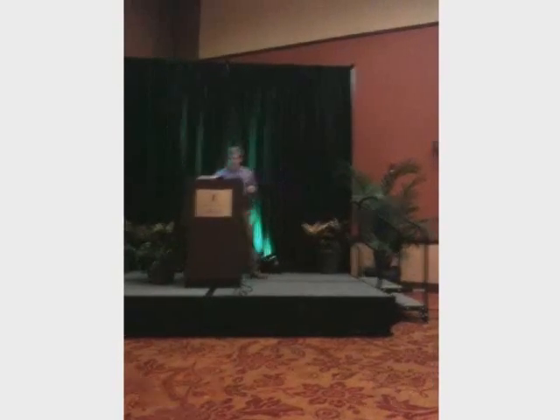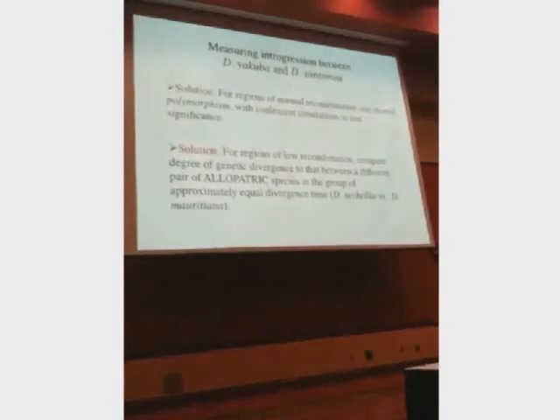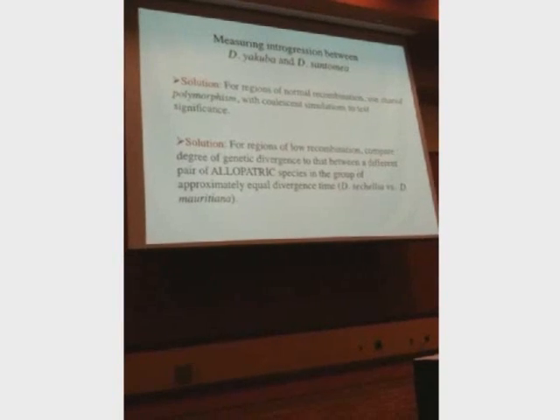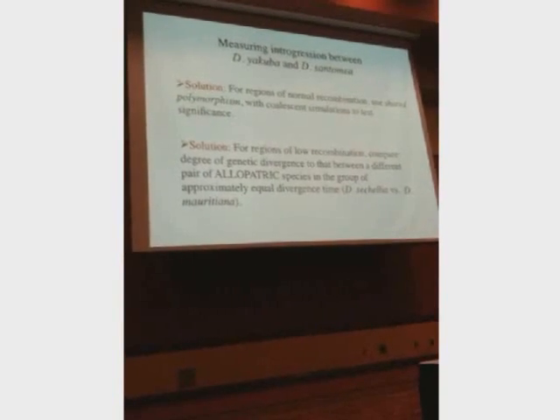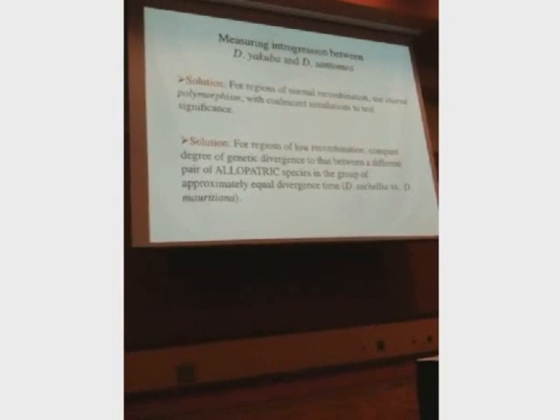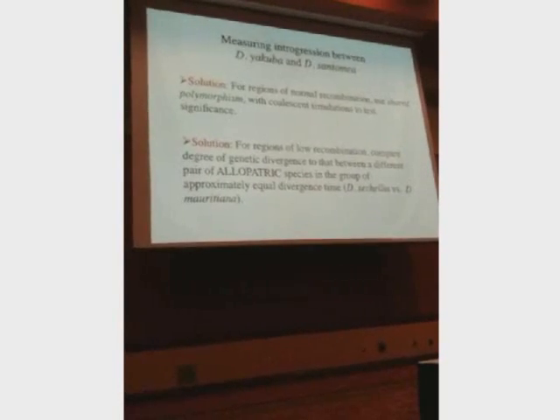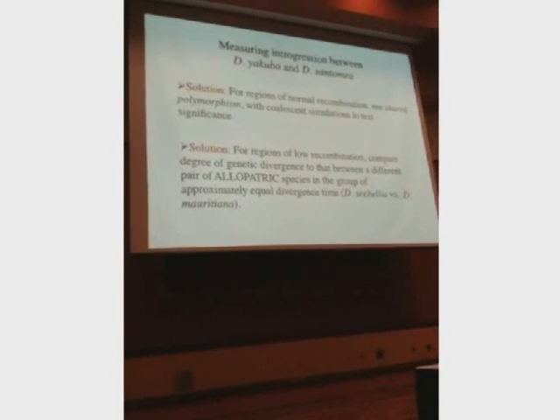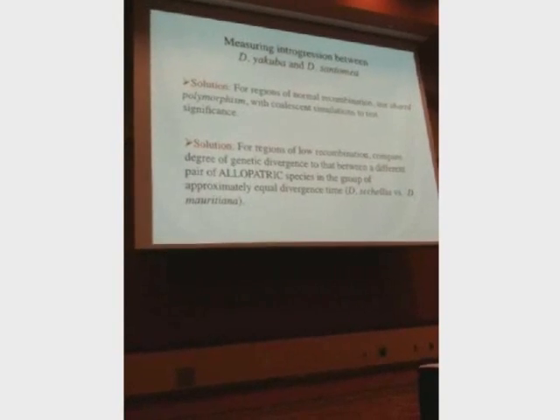For regions that are non-recombining, there's low polymorphism, so you can't do this kind of test. You simply have to look at the level of genetic divergence between the two species in those regions, and compare it to, and this is where we're fortunate, another pair of species where there's no possibility of integration because they live in different places.